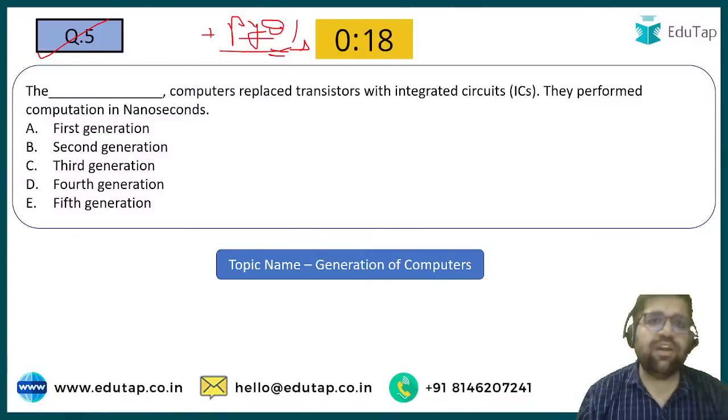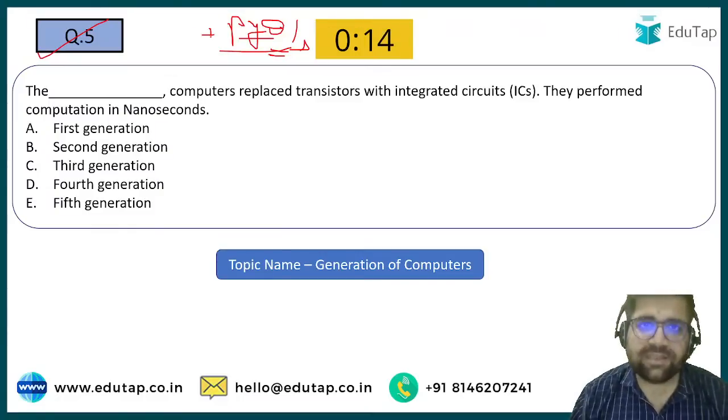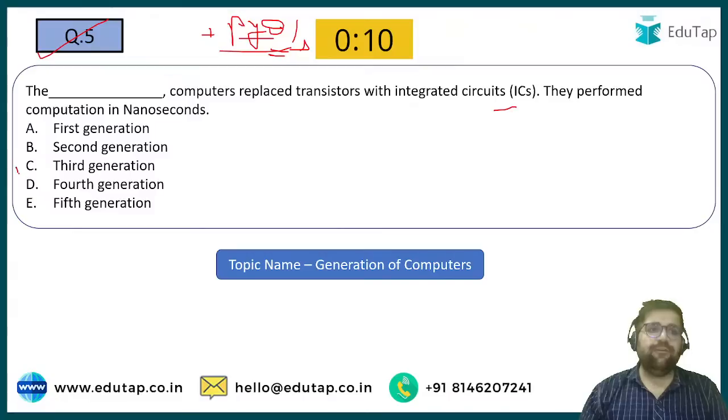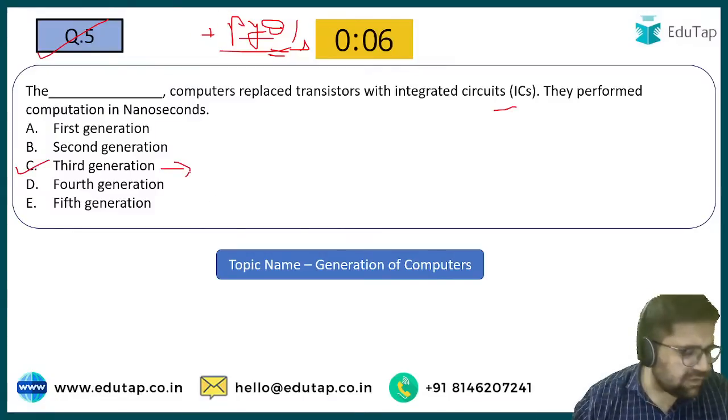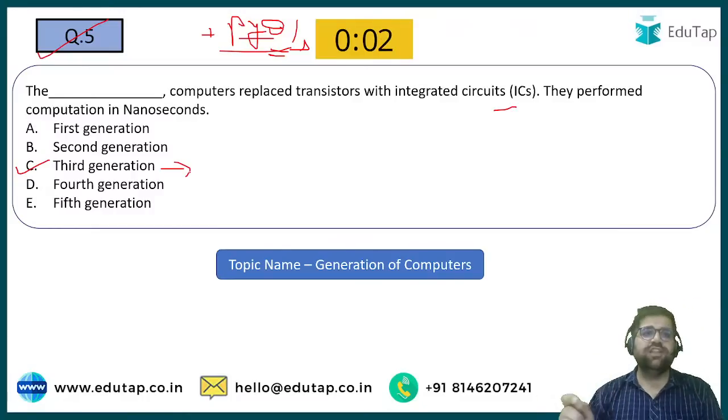The dash computer replaced, not placed, transistors with ICs. It will be your third generation. Very good. And what was the language which was used in the third generation? Revise with me. What was the language which was used in the third generation?